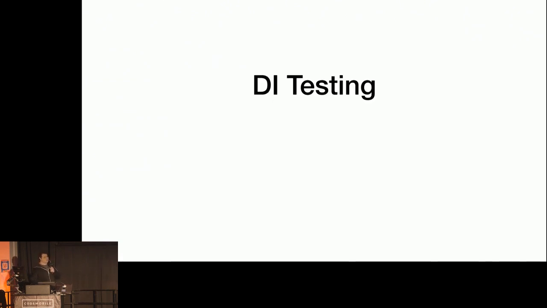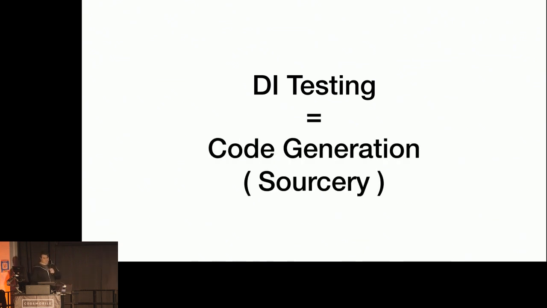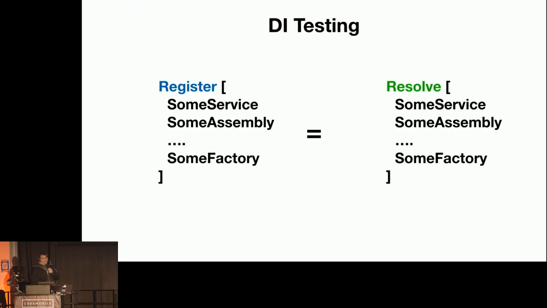And about testing. How to test this solution? Here code generation helps us because we can be sure that we have full code coverage. You need to activate all registrations and resolves, and then check the full compliance for it.